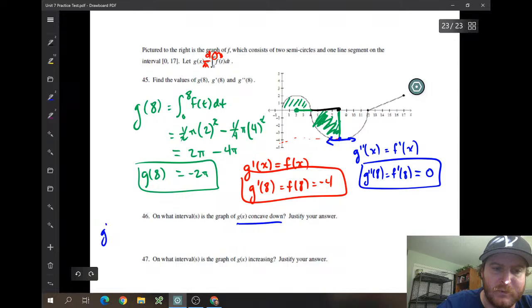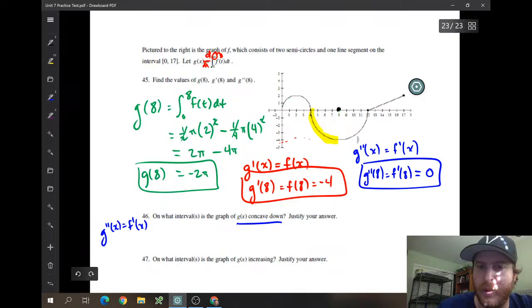So it's going to be concave down whenever f prime of x is less than 0, which would be when the slope is less than 0. So when the graph is decreasing. So where is this graph decreasing? I'm going to erase this, make it a little bit cleaner. This graph is decreasing from 4 to 8, and that's it. Oh wait, sorry, that's my fault, and from 2 to 4. So it decreases from 2 to 4 and from 4 to 8.